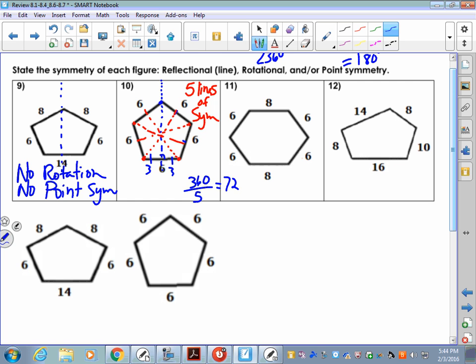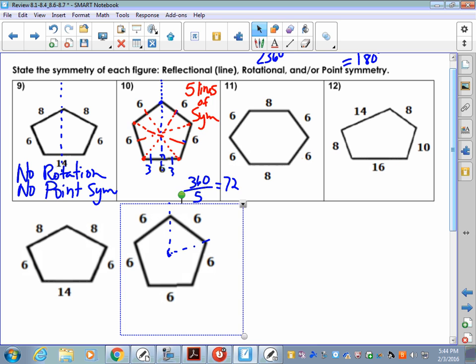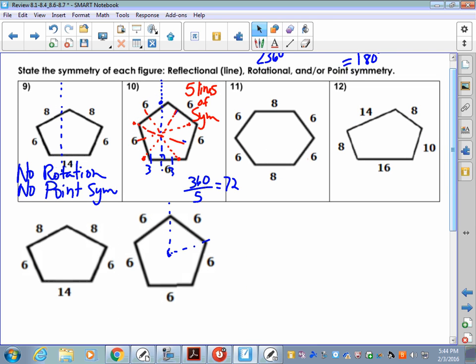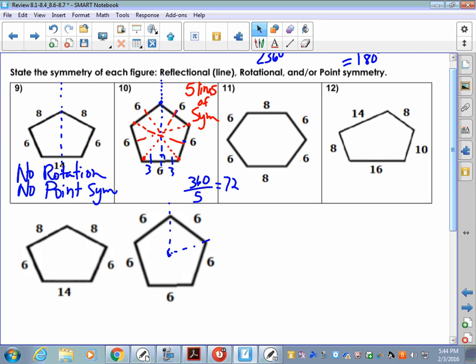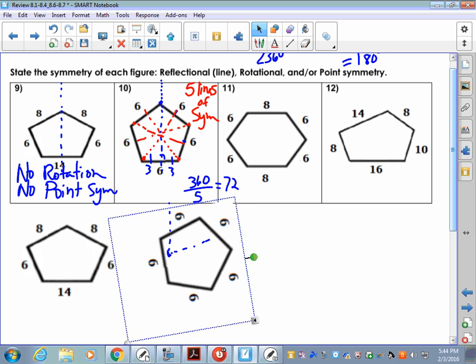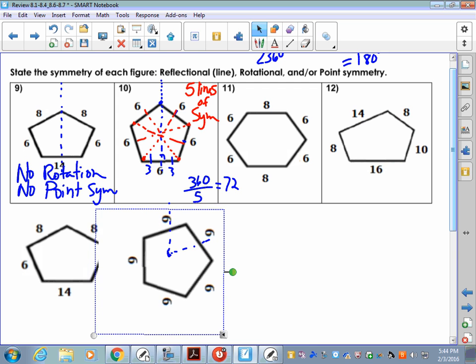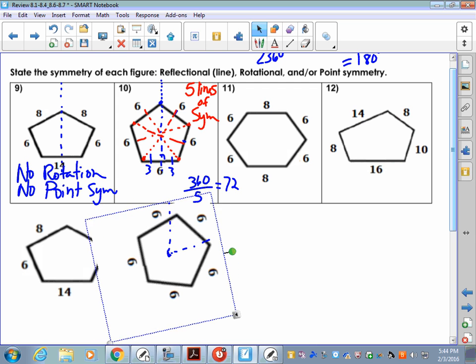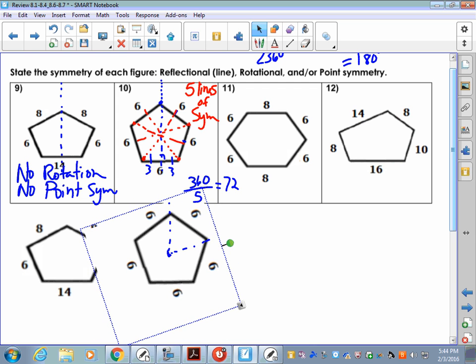72. Okay. So let's think about it. If I were to have this center and turn that 72 degrees, basically go to another vertex and try to keep it in its center, I'm back to my original. See, it's still the same. There we go. I wanted you to be able to see that.